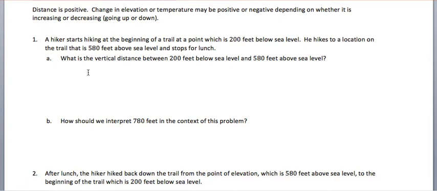We would represent 200 as negative 200 since it is below sea level, but remember we're looking for distance. So the first thing we need to do is make sure that we include our problem in the absolute value symbol. So we're doing negative 200 minus 580 according to our distance formula.